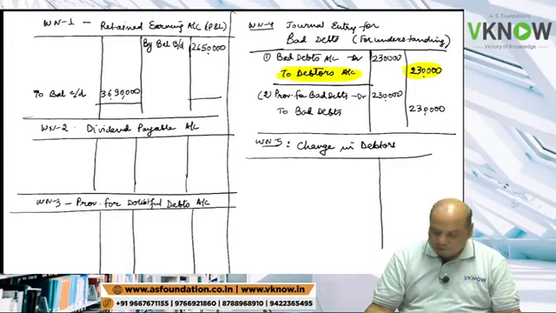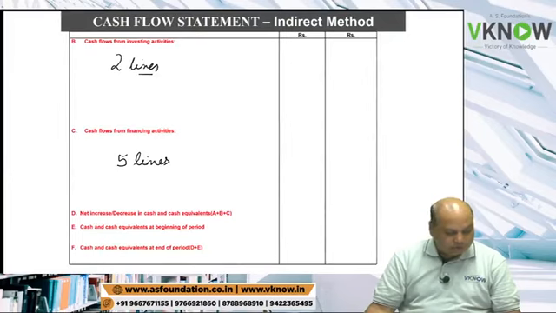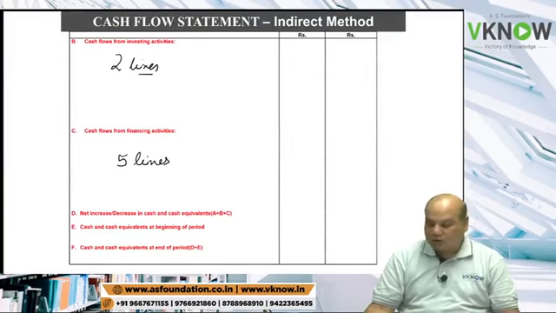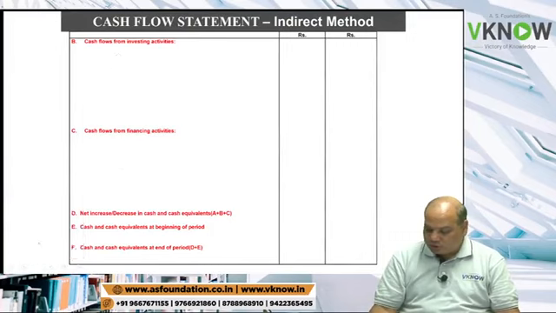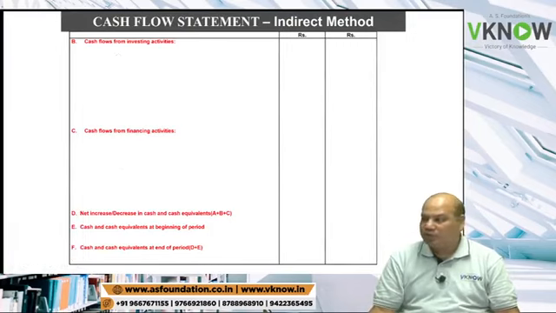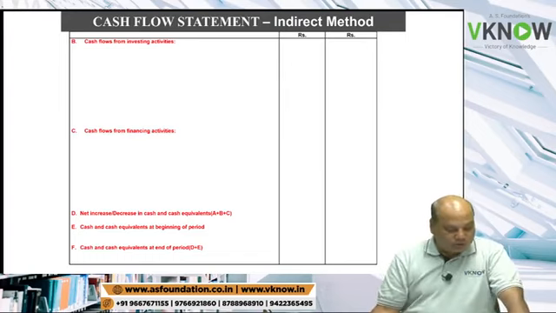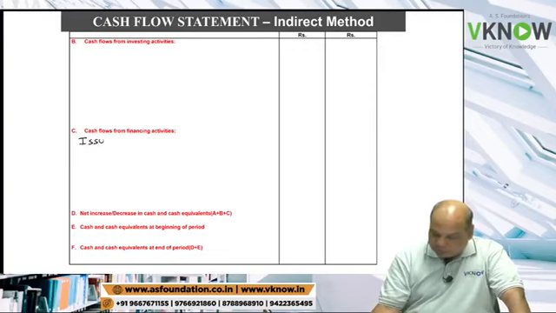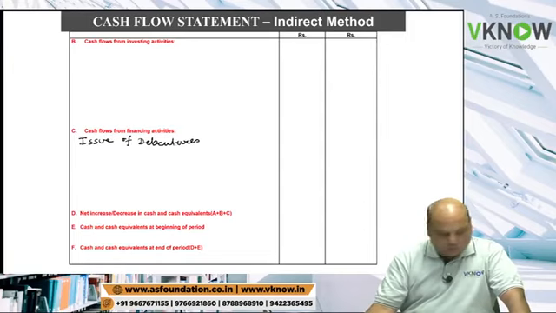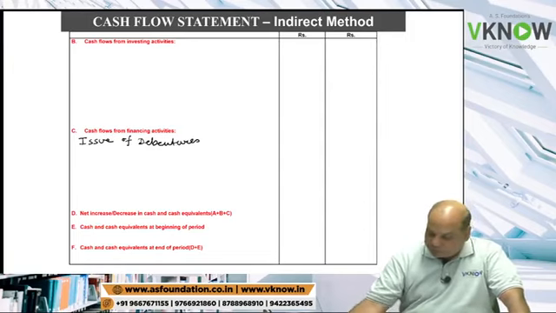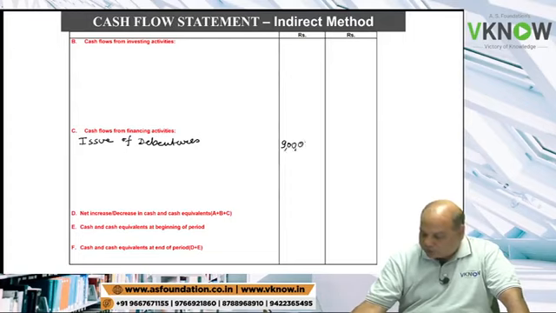Then we have debentures. Opening balance is 0. Closing balance is 9 lakh. Which activity? Reply. Debenture issued will come in which activity? Operating, investing or financing? Come on, reply. So you will say it will come in financing activity. Issue of debentures. Positive number 9 lakh because it is cash inflow.